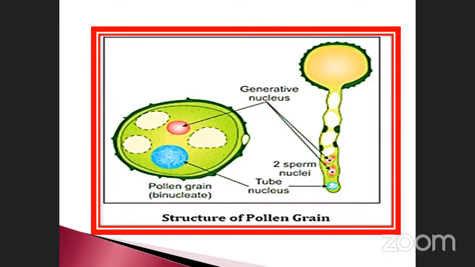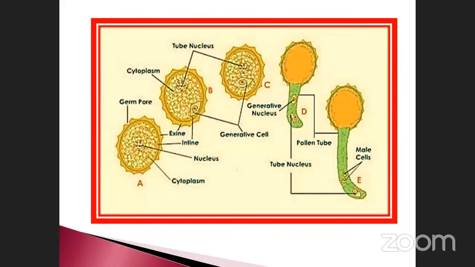Just take this as an example. This is the generative nucleus, which divides here. The tube nucleus is the largest one. It moves towards the ovule or ovary. This is the basic structure. See here, the germ pore is this space-like structure.